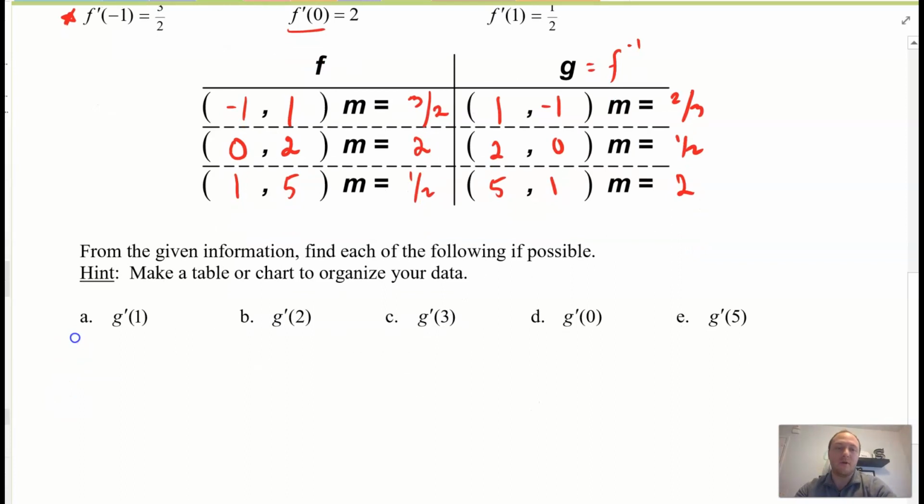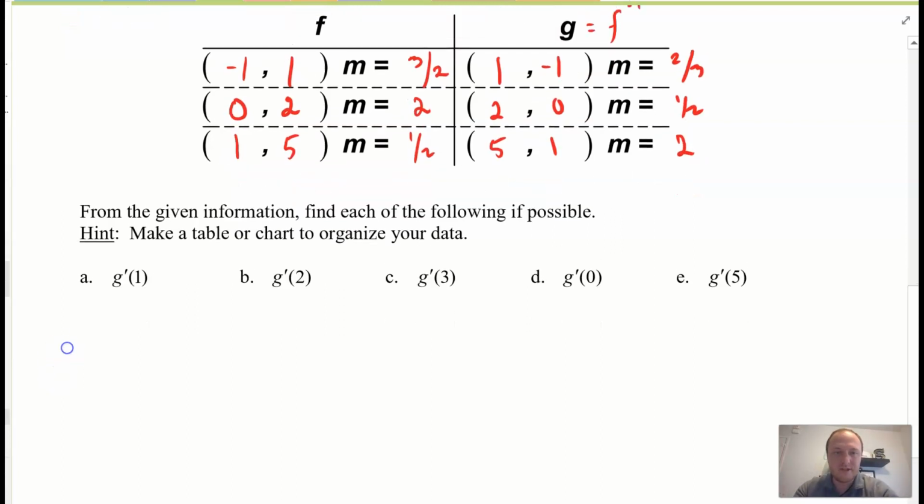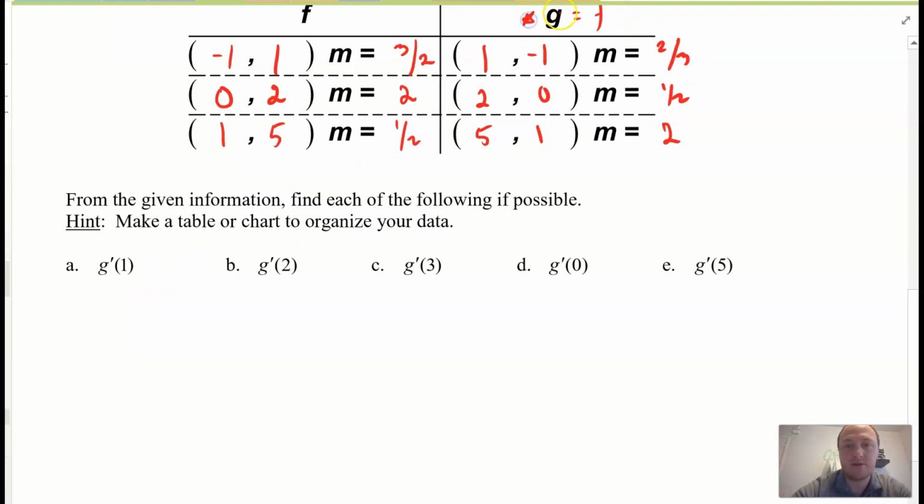Okay, so it says, from the given information, find each of the following if possible. Hint, make a chart or a table to organize your data. We had that given to us here, so if you have these problems, you might want to make a table similar to this one in your homework, okay? So they say, what is g prime of 1? So I look at my function g, and I say, okay, where's the x value 1? It's here, and what's the slope there? 2/3. Easy enough. What's g prime of 2? Hey, it's 1/2.